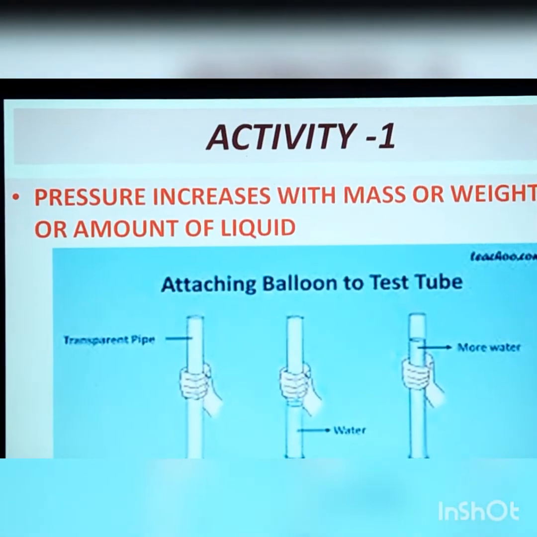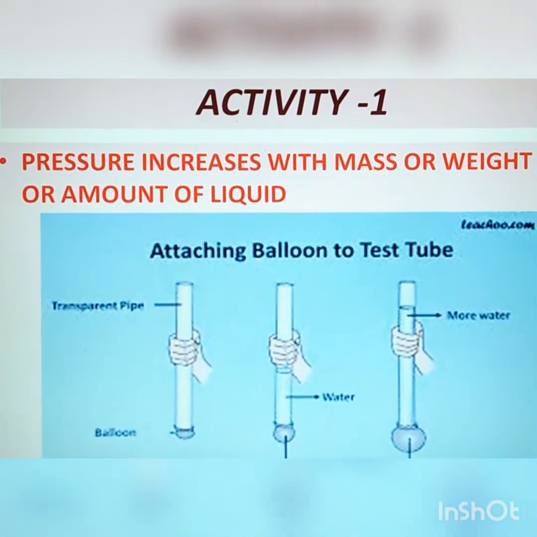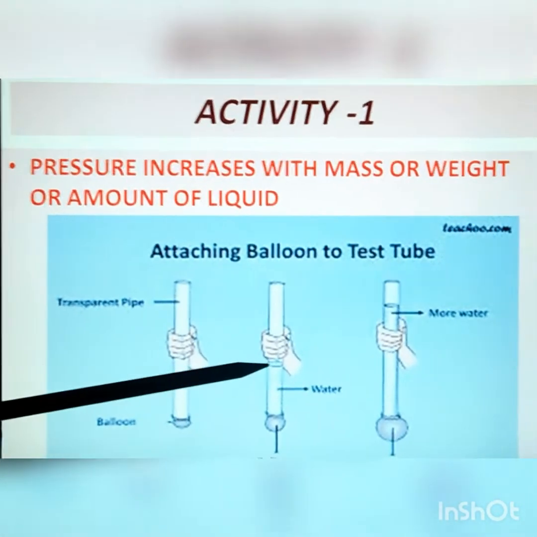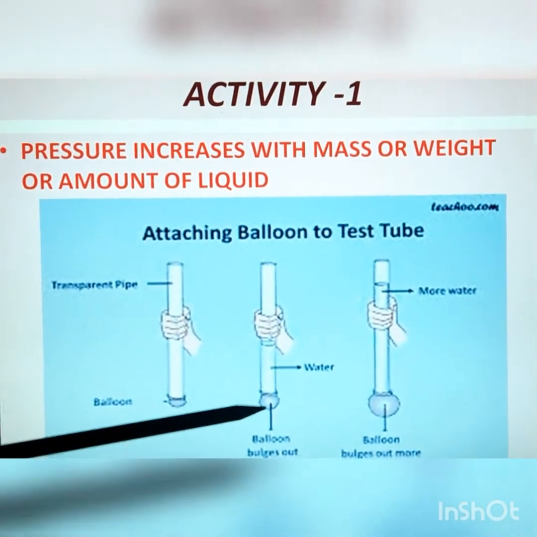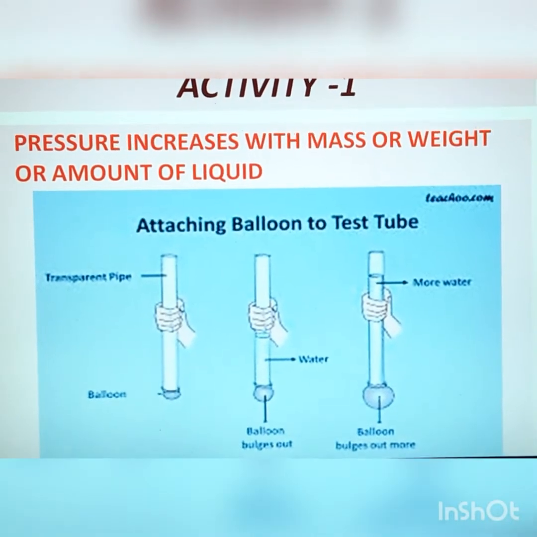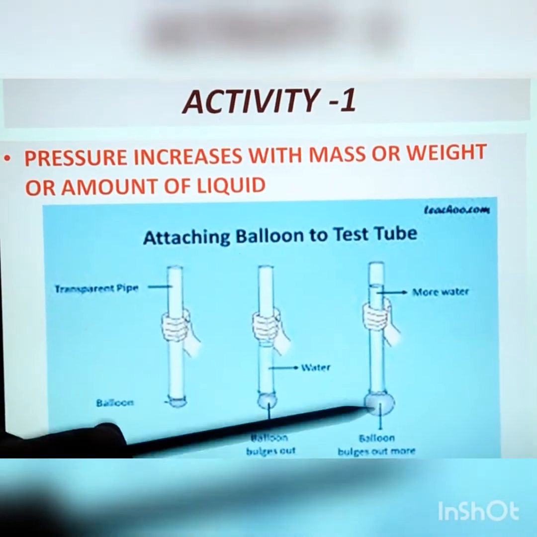See, in this activity, what do you do? You take a hollow tube, attach a small balloon at the end, fill it with water. As you can see in this, fill it with water, you will see that the balloon starts bulging out. Why is it bulging? Because water is applying pressure on the balloon. Now if you increase the amount of water here, the bulge in the balloon also will increase.